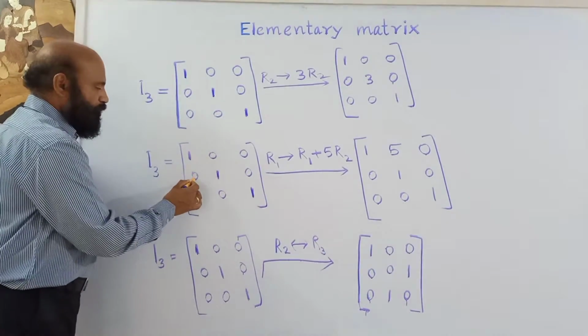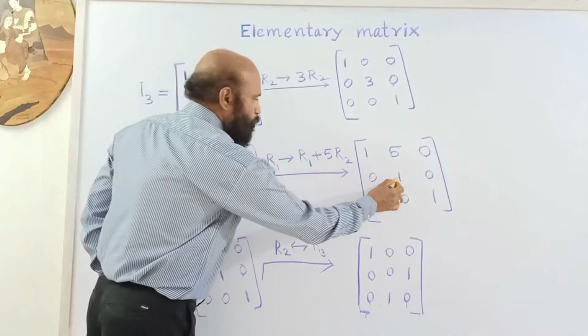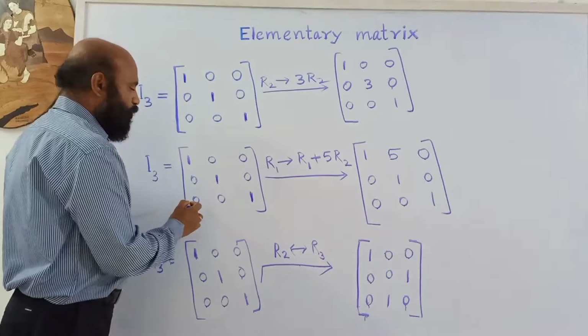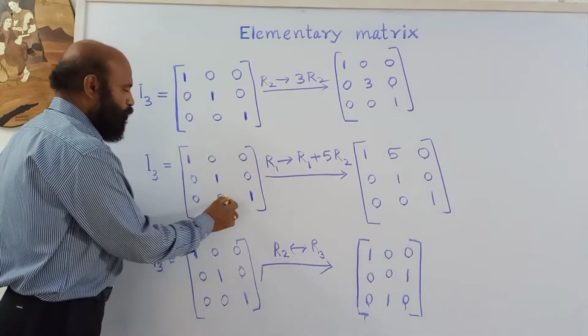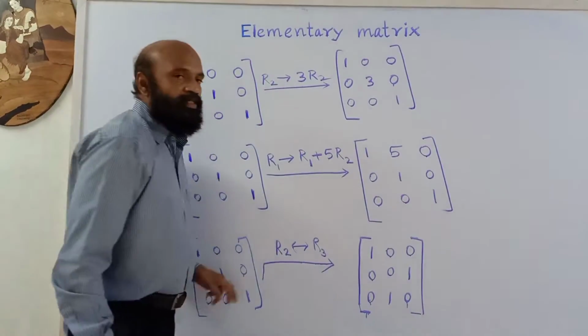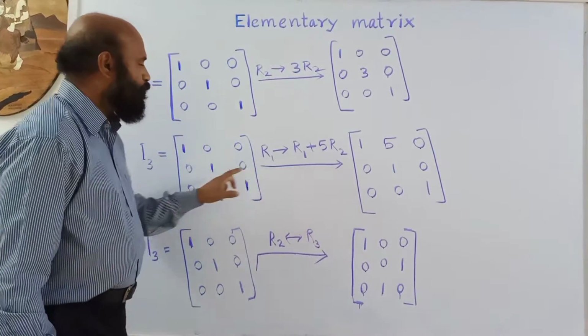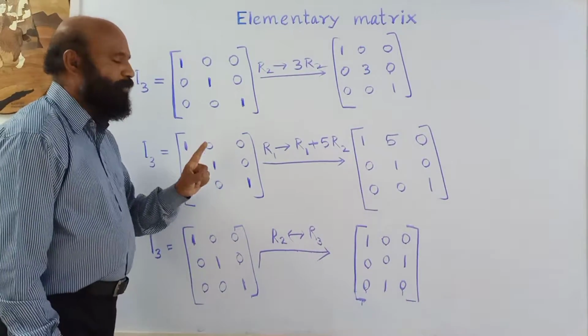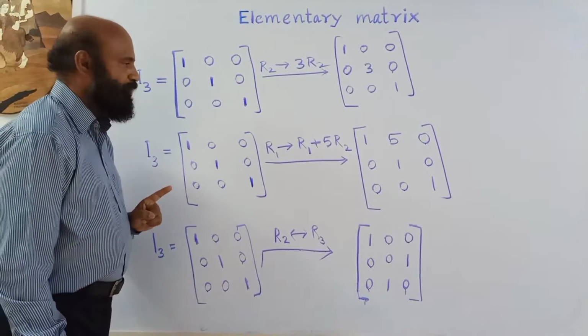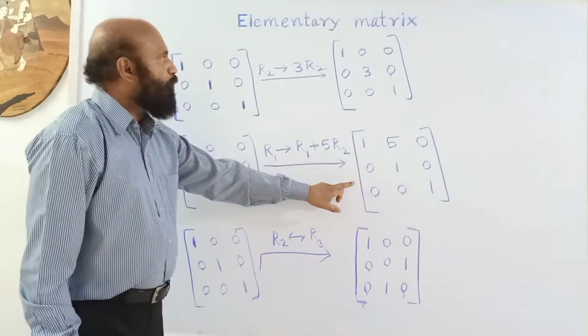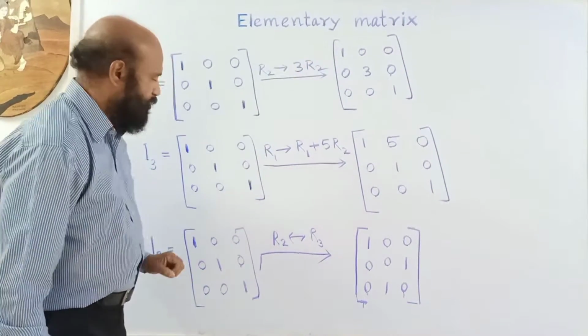Second row, there is no change: 0, 1, 0. Third row also, there is no change: 0, 0, 1. This matrix we are getting from this by performing only one elementary transformation. So this is also an elementary matrix.